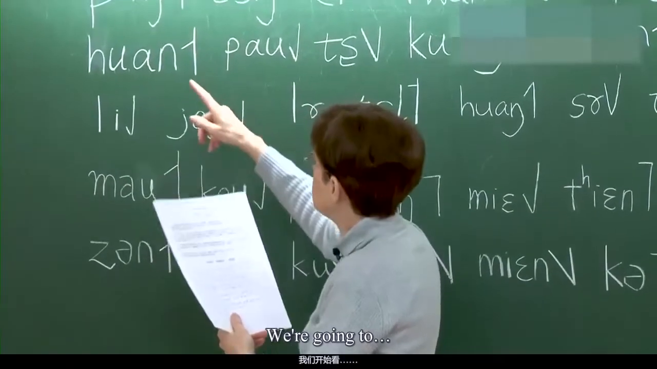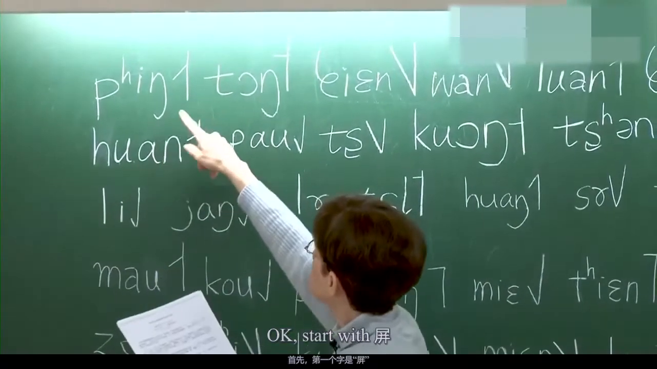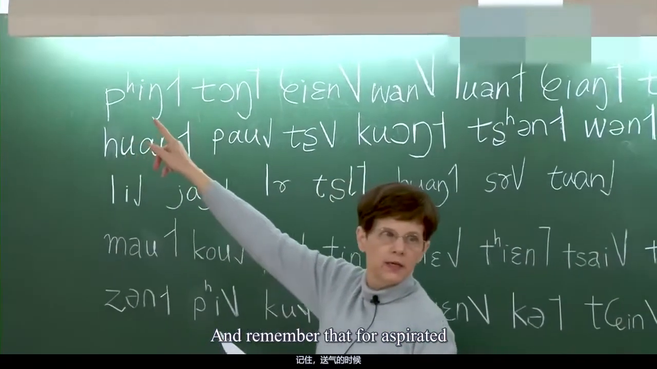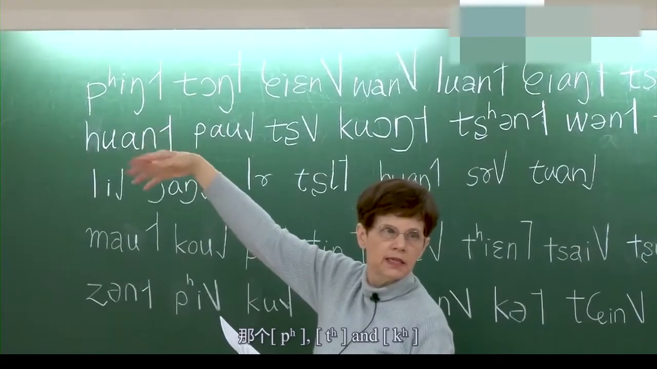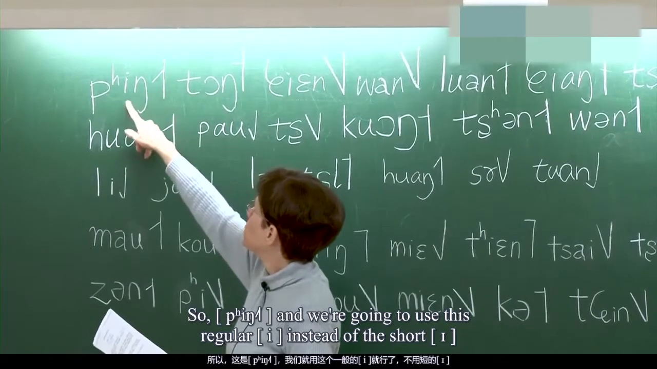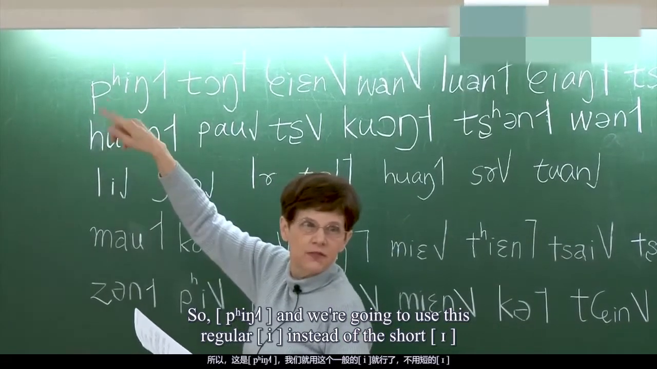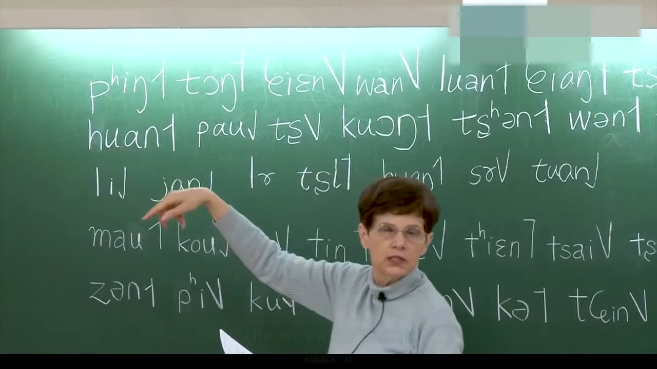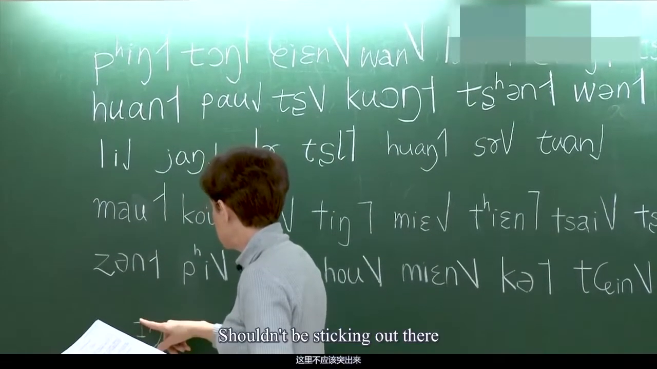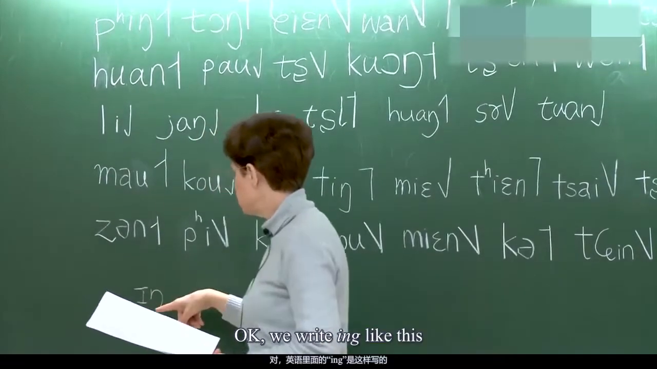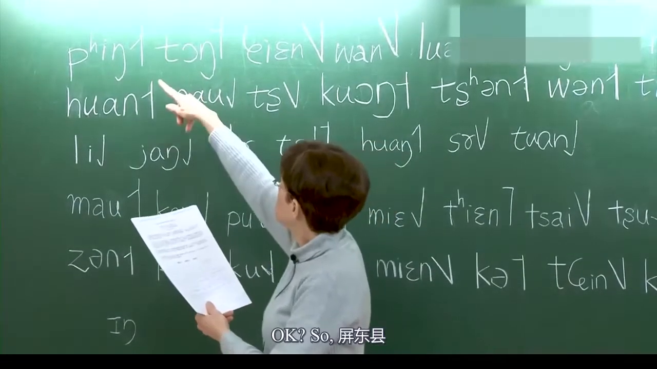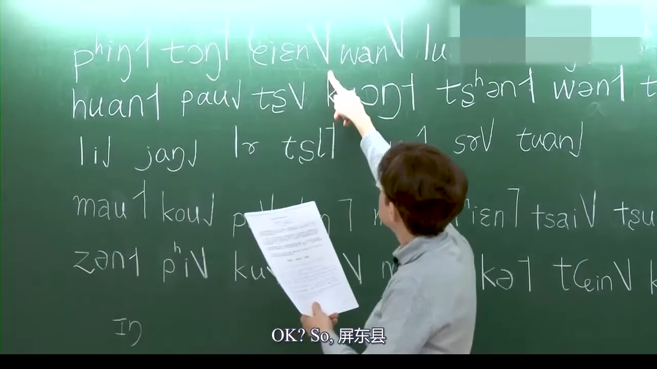We're going to start with ping. So far, so good. And remember that for aspirated p, t, and k, we're going to have to use the raised H. So ping, and we're going to use this regular I instead of the short I that we use for English. For English, we write ing like this. Shouldn't be sticking out there. Okay, we write ing like this, but we're going to use the regular dotted I for Chinese. Okay? So, ping, dong, xian.